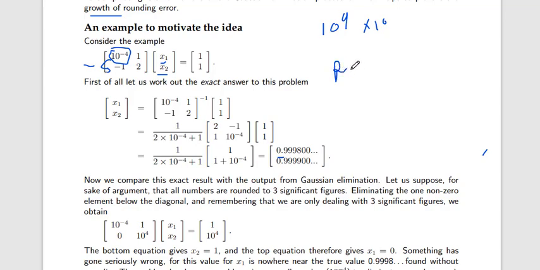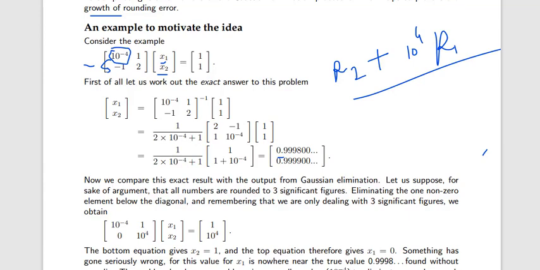So what will the equation become? R2 plus 10 raised to 4 R1. Any doubt? It is simple Gaussian elimination. In the last lecture, our previous lecture, we talked about how to solve by the Gaussian elimination method. So we multiply the first row by 10 raised to 4 and add it to the second row, so we will get 0 as the answer.